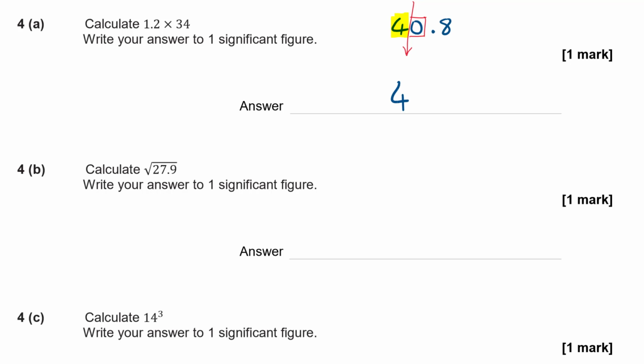So I'm going to write the 4 down. Remember, my answer needs to be of the same magnitude as the original number. So 4 is not a very good approximation to 40.8, but 40 is. It's got to be of the same magnitude.